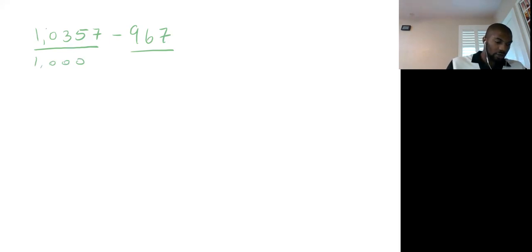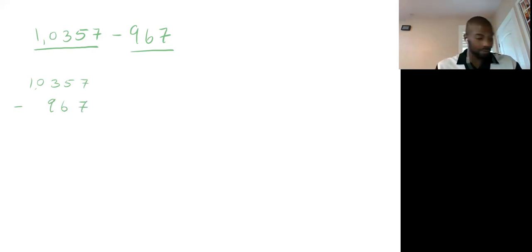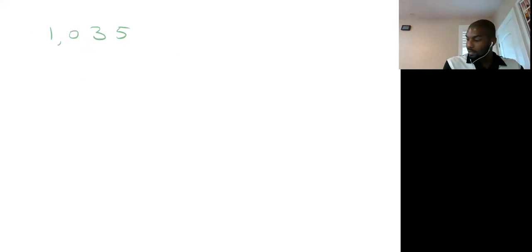Oh, you know what I should do is write it out sideways. Oh, I'm sorry, it's 1,035. That's why this is not making sense. It's 1,035 minus 967. Excuse me. So 1,035 minus 967.